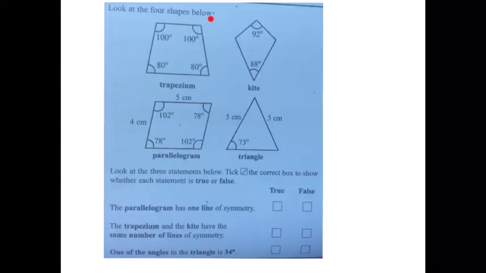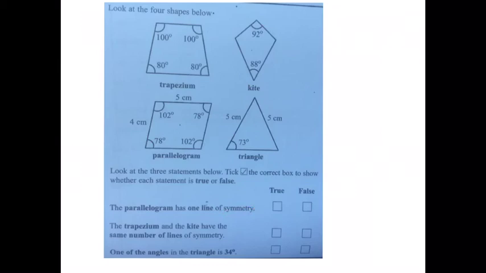Look at the 4 shapes below. Here we have a trapezium, a kite, parallelogram, and a triangle. And we're given all the size of each angle within each of the shapes. Look at the 3 statements below and tick the correct box to show whether they're true or false. Statement 1. The parallelogram has 1 line of symmetry.